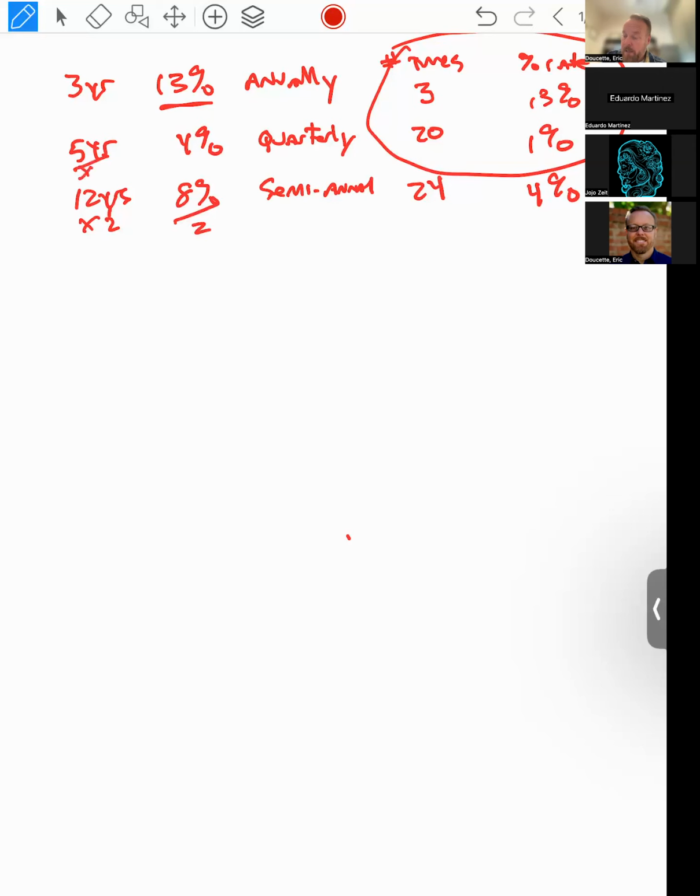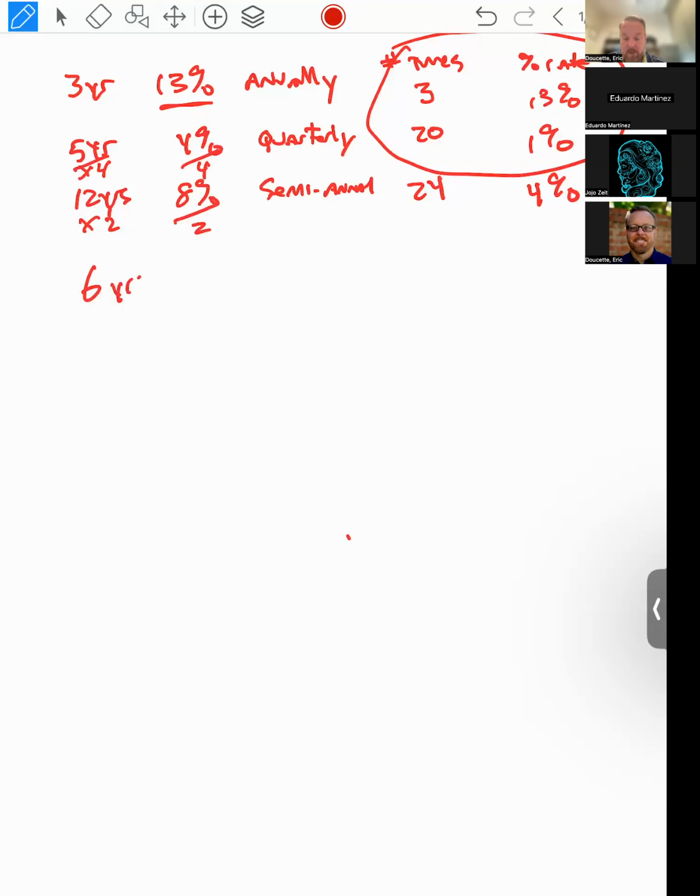Here you're multiplying this by 4, you're dividing this by 4, right? So that's really all you're doing. You're multiplying it by the number of times per year it's going to compound, and then you're dividing the interest rate by the number of times per year it's going to compound. That's all you're doing. Here's a different one.